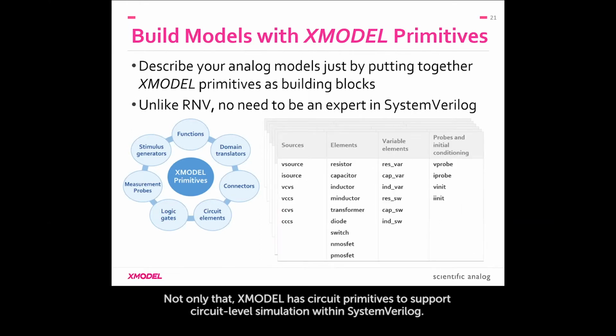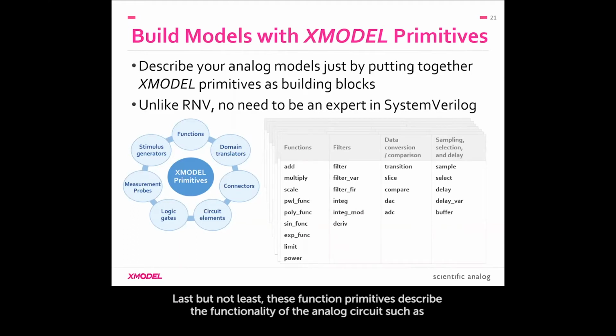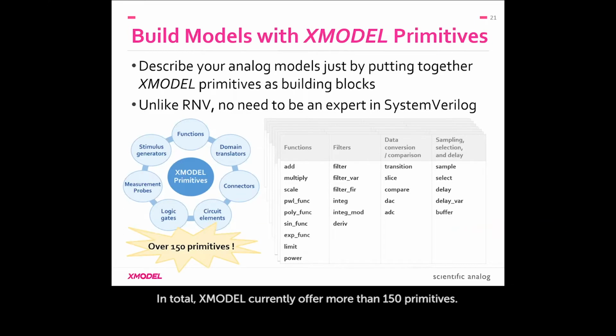Not only that, XModel has circuit primitives to support circuit-level simulation within SystemVerilog. Last but not least, these function primitives describe the functionality of the analog circuit, such as filtering, integrating, nonlinear functions, conversion between analog and digital, sampling, delaying, and so on. In total, XModel currently offers more than 150 primitives.